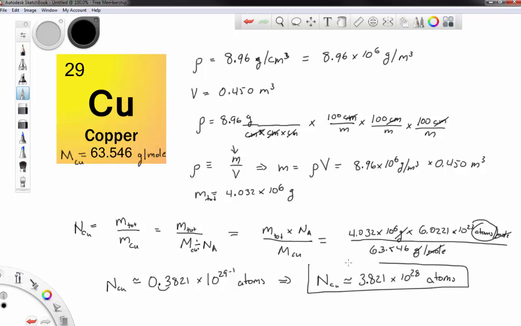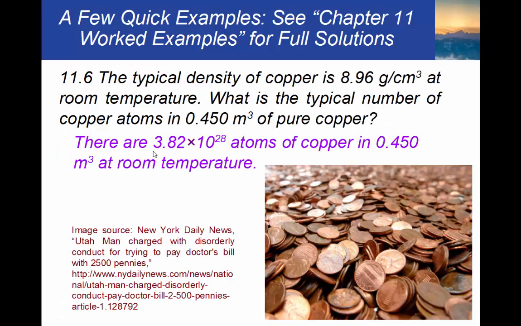And that is our answer. That's how many atoms you have in 0.450 cubic meters of pure copper. And of course, with significant figures, that becomes 3.82 times 10 to the 28 atoms. So that's quite a few atoms, but that's also quite a lot of copper.